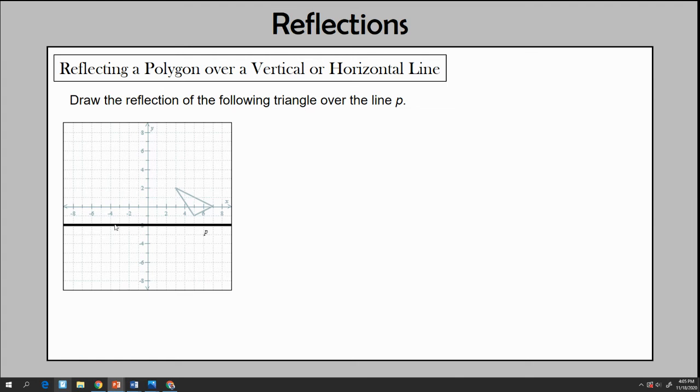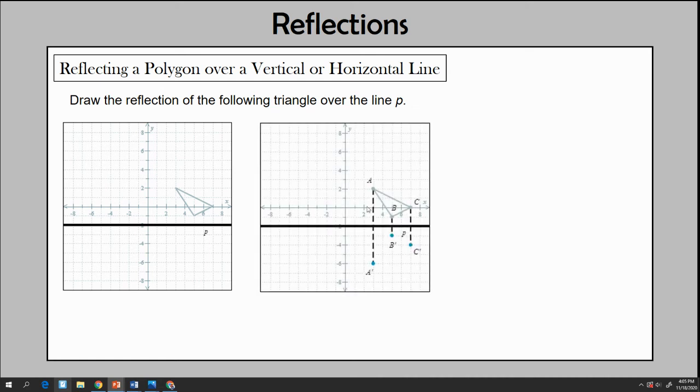Okay, so now it doesn't always have to be reflected over an axis. It can be reflected over any line they want to give us. The idea here is, so here's this line P, which is actually the line y equals -2. Remember, a horizontal line is y equals a negative number right here. All we're going to do is take the 3 points of the triangle, and we're going to count from the point to the line of reflection, and from the line of reflection in the opposite direction.